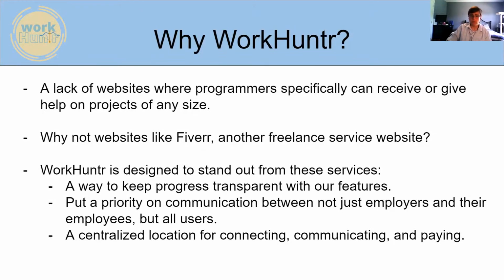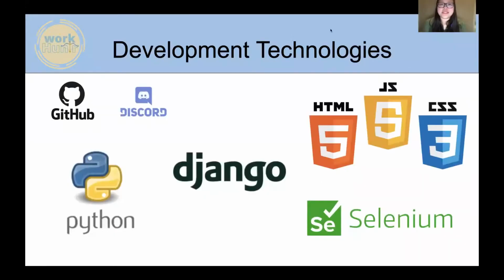So for more on how we developed WorkHuntr, we can move on to Angel to go over some of our technology that we use for development. Thanks. Hi, my name is Angel Wing, and I'll be talking about the technology we use to develop the website. I have divided the technologies into four categories: communication, framework, design, and testing.